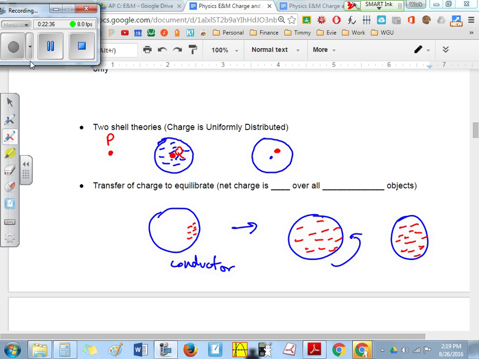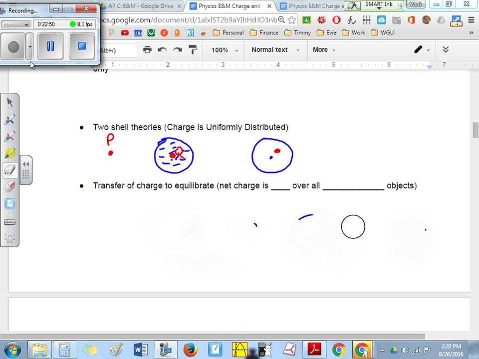So this is another reason why there's no forces on the inside of the ball, because they all spread out and they escape each other and go to the surface. And once they get to the surface, they spread out again and space themselves equally across the surface area. Okay, so that's called transfer of charge to equilibriate, and net charge is distributed over all the surface of the object.